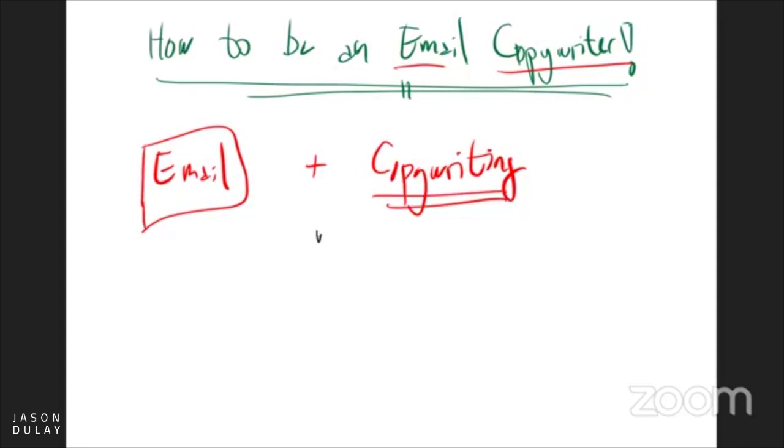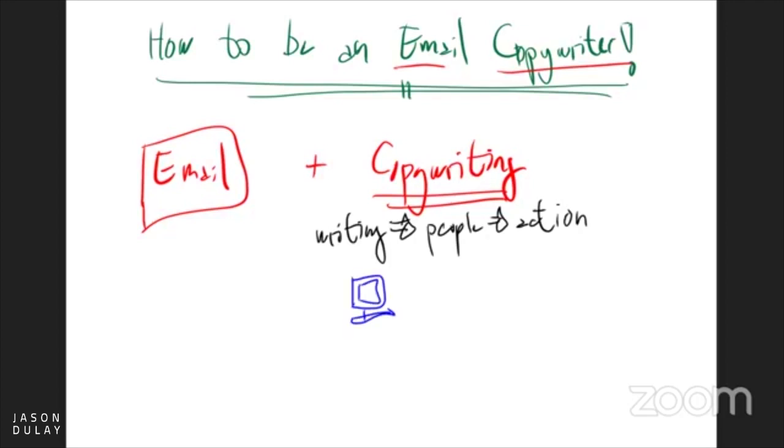Copywriting is writing that gets people to take action. That's what copywriting is. And we see this when we watch TV shows, right? When you see magazines, you see different advertisements asking people to buy things. And the same happens through email, which is email copywriting. Combining these two together, it's getting people to take action through the emails you send them.